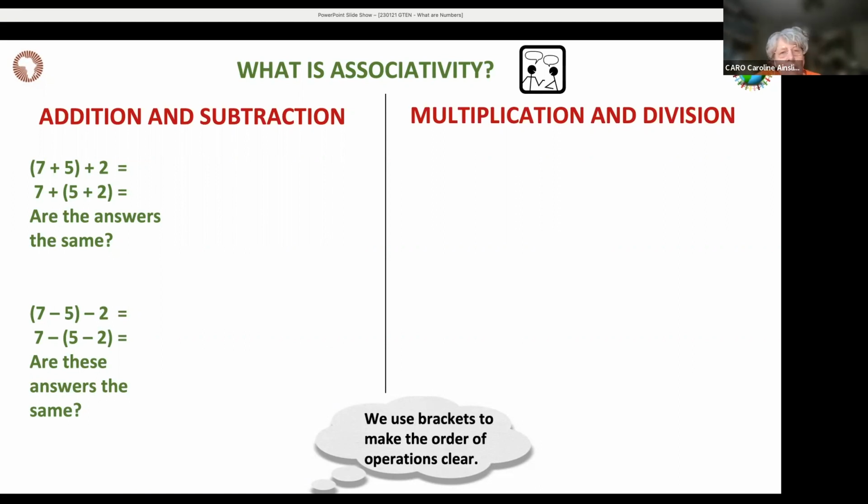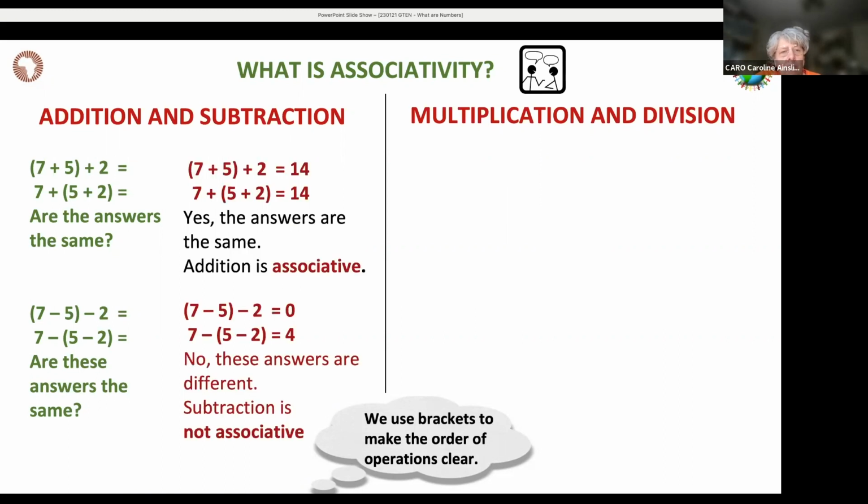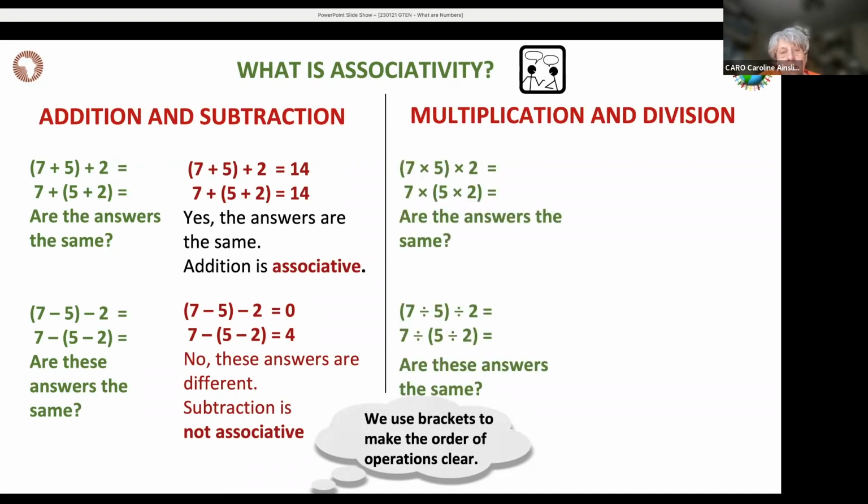So if you can continue, Tony. So for addition, the answers are the same. Doesn't matter which order you do it in. So addition is associative. On the other hand, for subtraction, the answers are different depending which order you do the subtraction in. So subtraction is not associative.